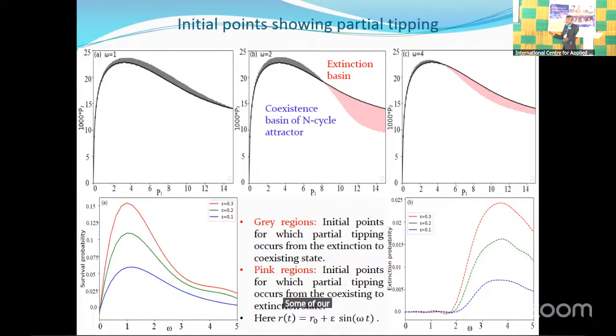And this is the survival probability. Survival probability means that the solution goes to the coexistence state instead of the extinction state. And this is the probability of extinction. That means the solution goes to the extinction state instead of the coexistence state.